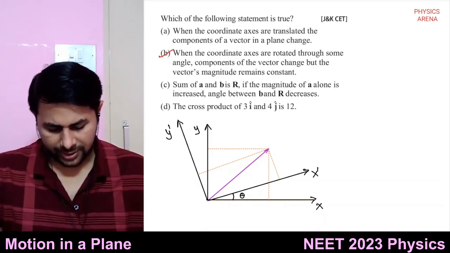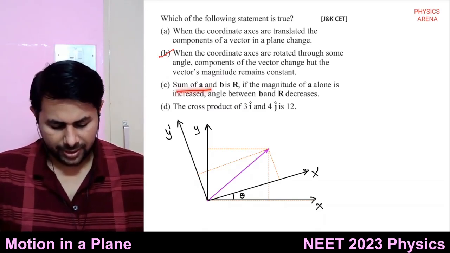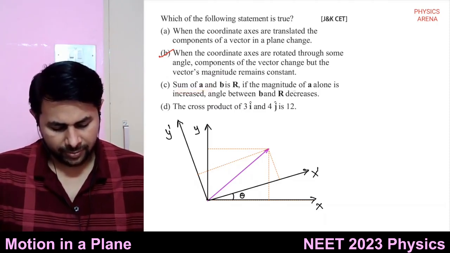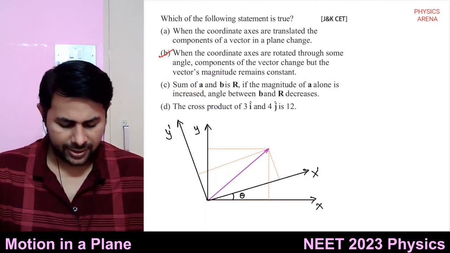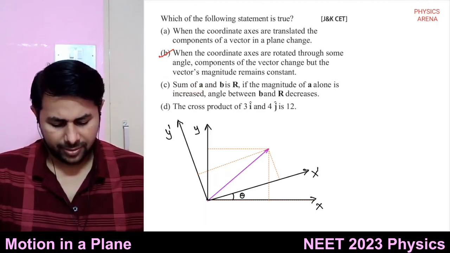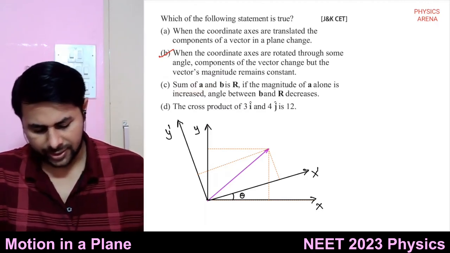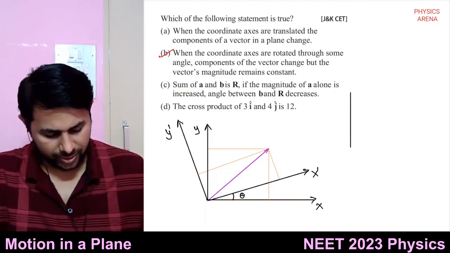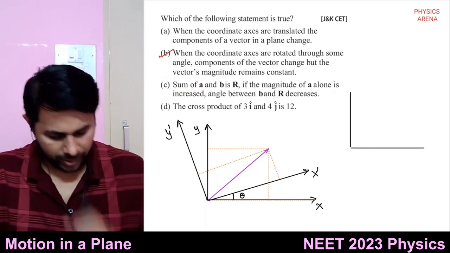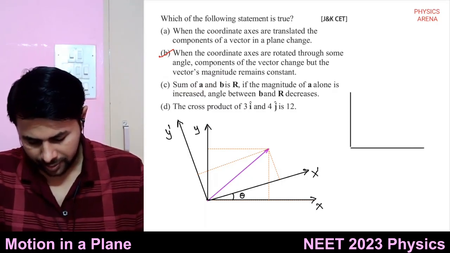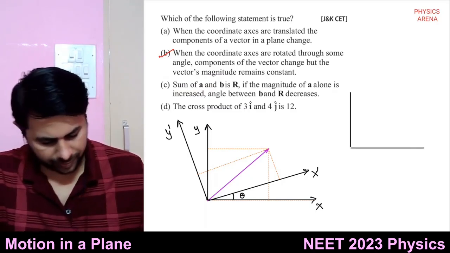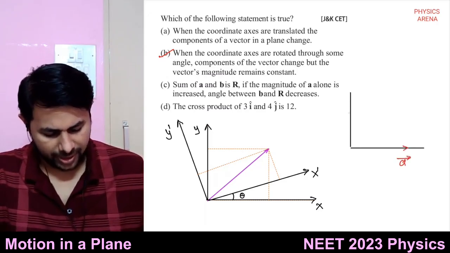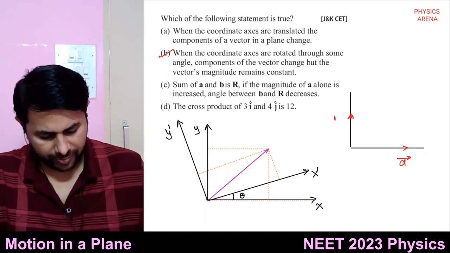Then you can check C. The sum of A bar and B bar is R bar. If the magnitude of A bar alone is increased, the angle between B bar and R bar decreases. So does it decrease or increase? We can check that. So this is your A bar. Let's call this vector A bar and this one B bar.